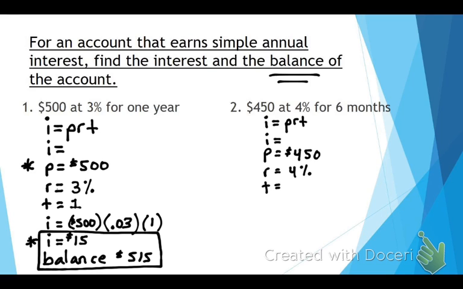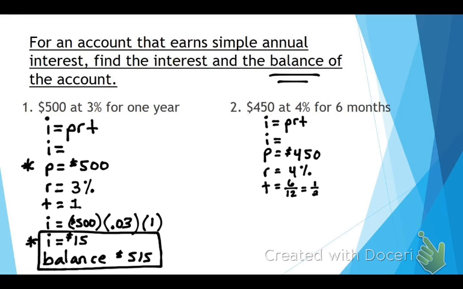Okay, now if you remember in our notes, it said that the time had to be in years. Did it give me the time in years? No. So 6 months is out of a year. How many months are in a year? 12, okay? So 6 months out of 12 months. What is 6/12? A half. Okay? So my time is a half of a year.